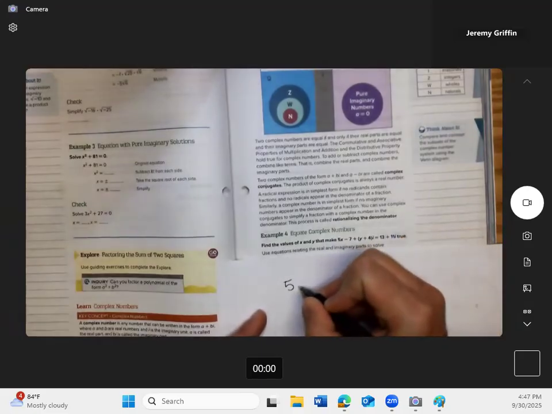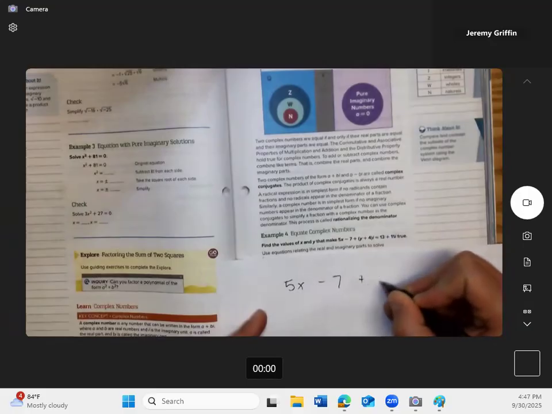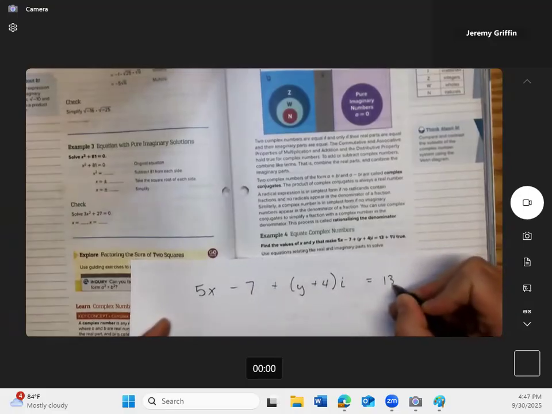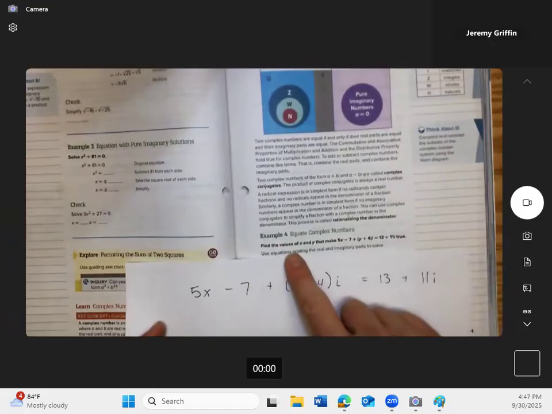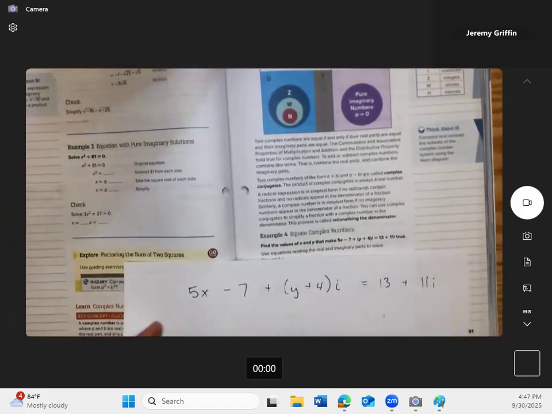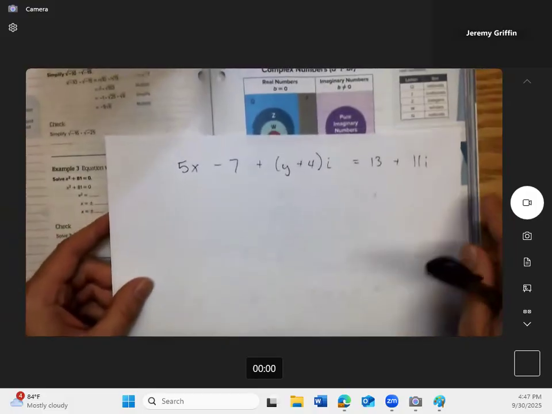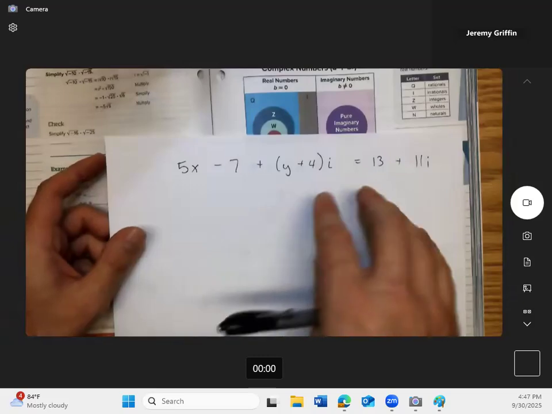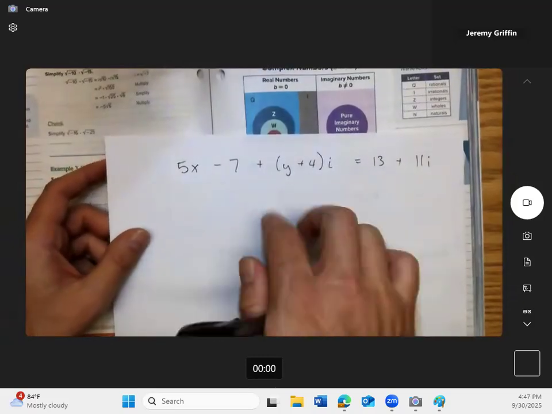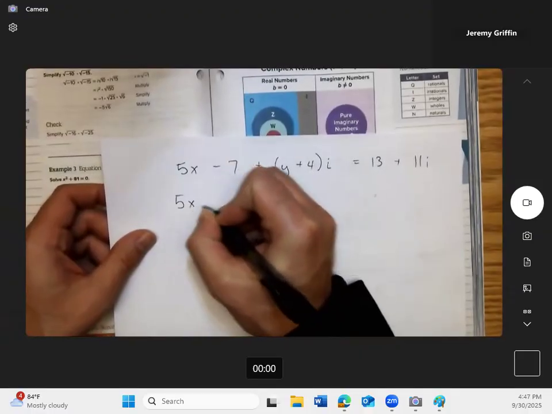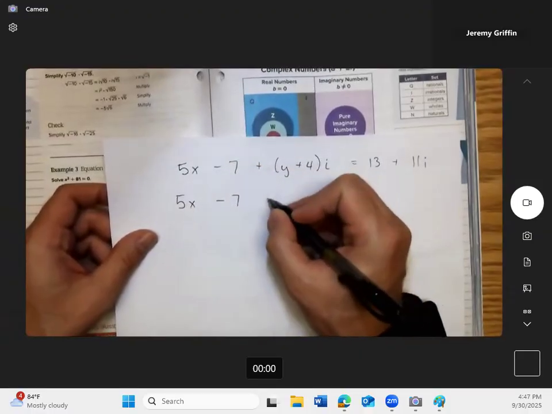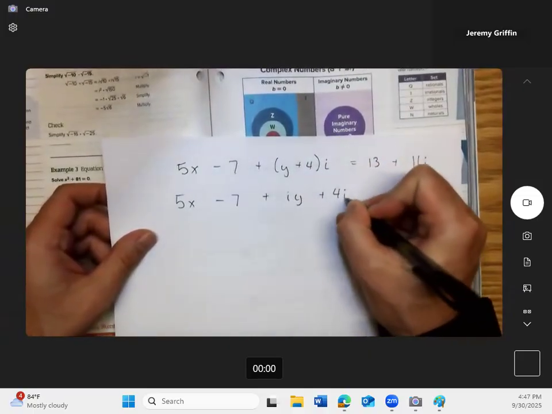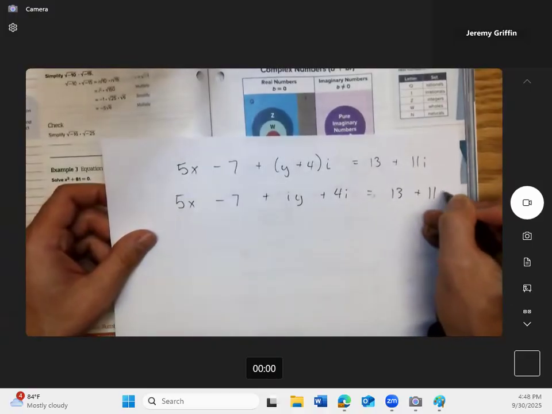I've got 5x minus 7 plus, and then y plus 4 all times i equals 13 plus 11i. Find values of x and y that make the statement true. Oh, okay. Actually, this isn't nearly as hard as I thought. This won't be bad. What you have to do is put all the real numbers together, put all the imaginary numbers together, and then equate it that way. So here, I'll rewrite this. I'll just strip this out. 5x minus 7 plus, can I distribute this i? Make it i times y plus 4i equals 13 plus 11i, basically like that.